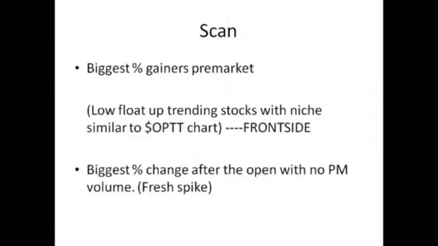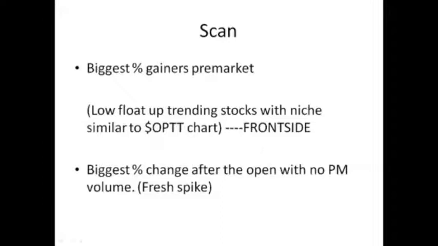So the scan. A lot of people have been asking me how I scan for these plays. There are two types of first bounce plays that I like. Number one are the biggest gainers in pre-market. This type of setup is more rare. We only really see it a couple times a month, where it's a low float uptrending stock with a niche, similar to the OPTT chart. A lot of people know this chart from my part 1 and part 2. It's going to be in the video further along, and I'll mention it.